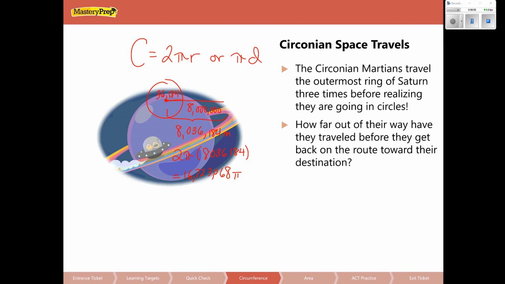No, you times that. Because again, they went 3 times around. This is just once. So we'd have to multiply this by 3. Now we can leave it in terms of pi. So if we multiply 16,723,068 by 3, we should get, so 4 carry the 2, 18, 0, carry the 2, 2, 9, 6, 20.